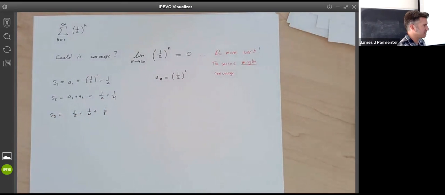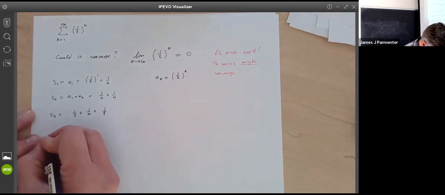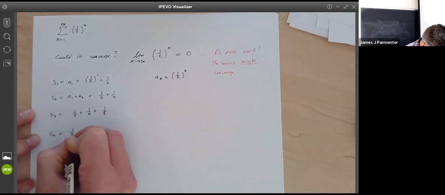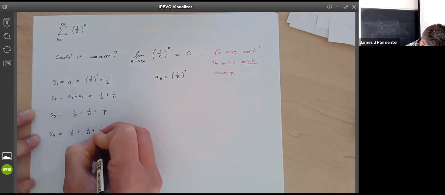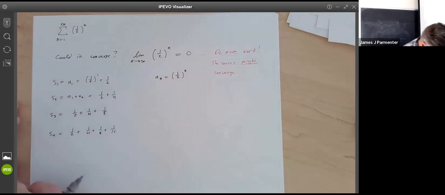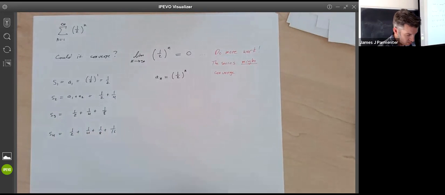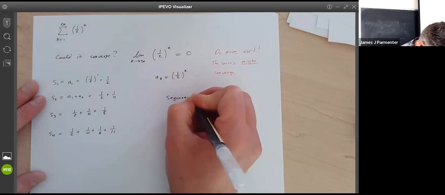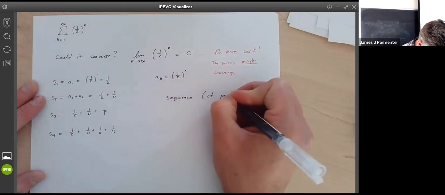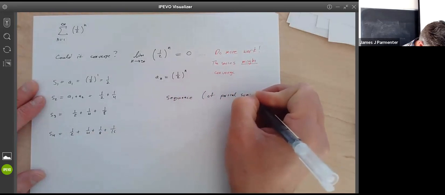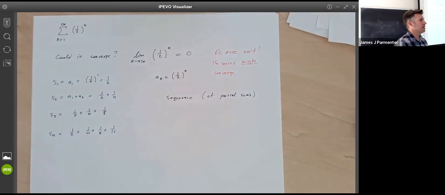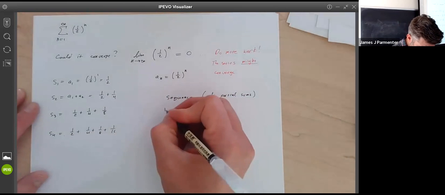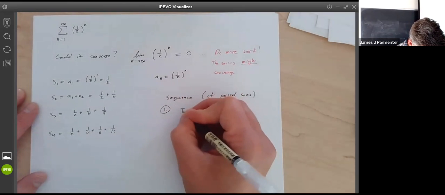Now we could actually start simplifying these things, but I want to make a point. We don't actually need to see that it converges, because no matter what, each time I'm adding half the previous term. If I keep doing that, well, I can see that my sequence of partial sums has two qualities. One, it's bounded.